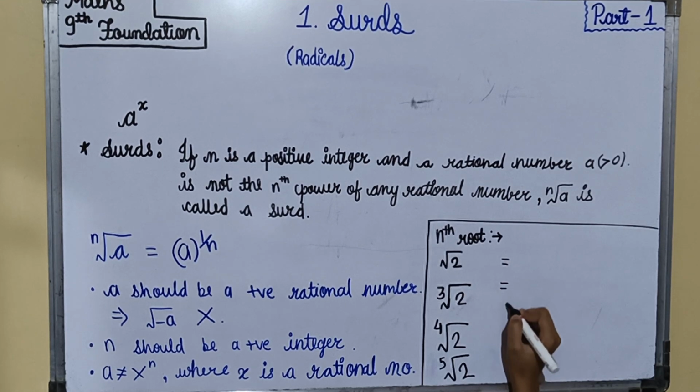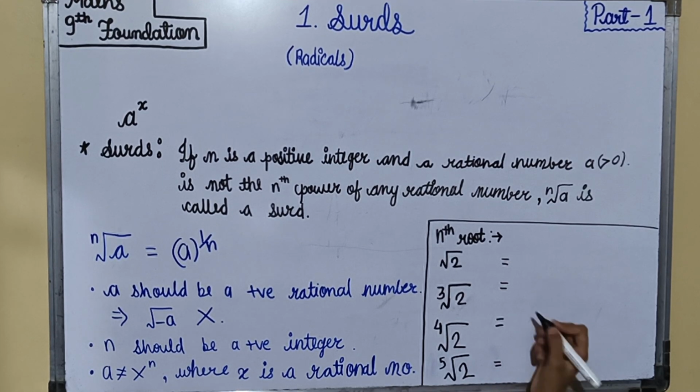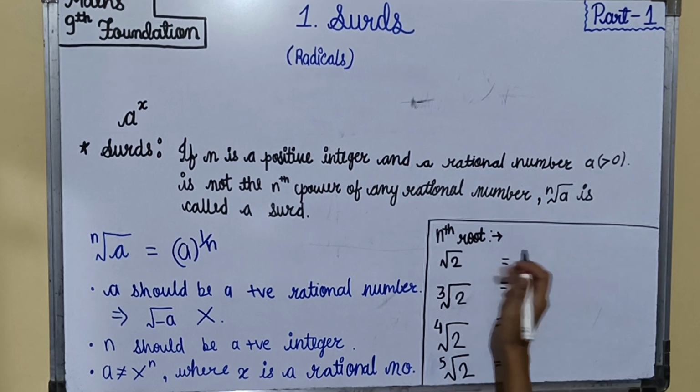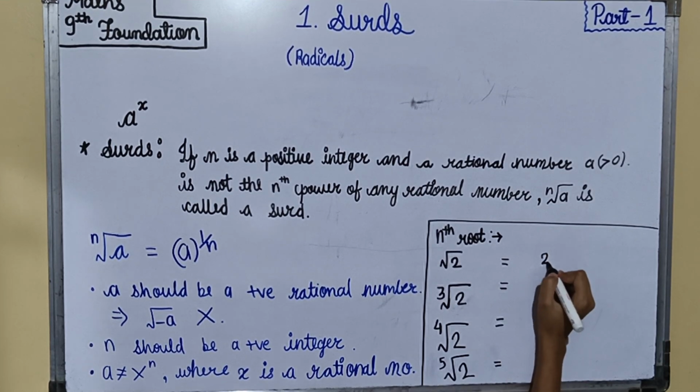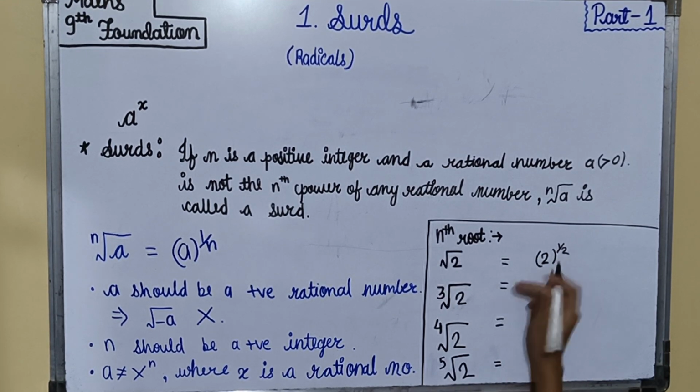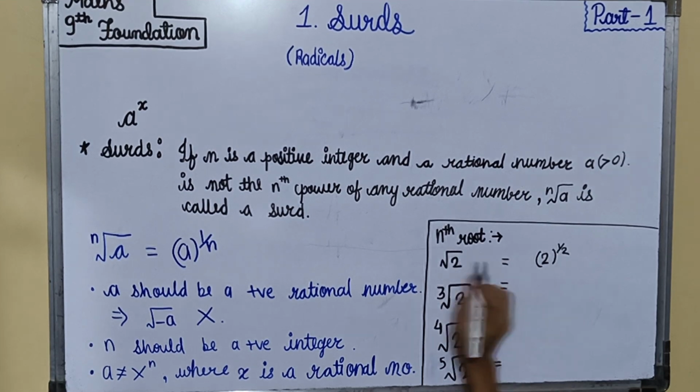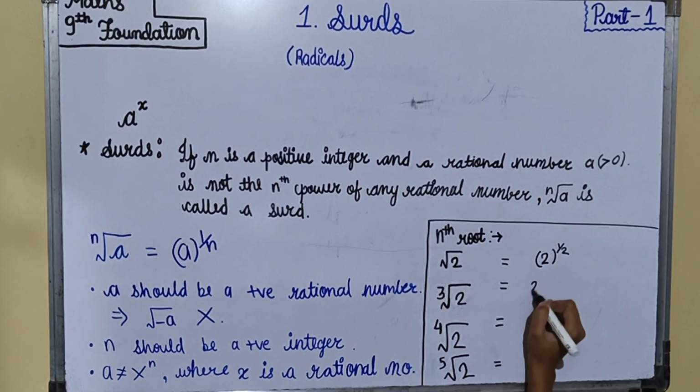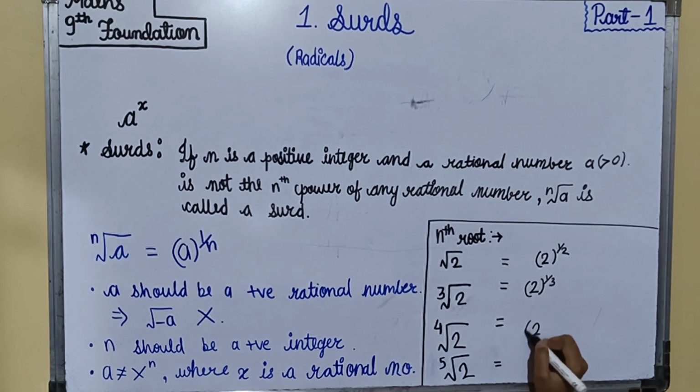This can be written in the index form. Here root means always 1 by 2. So 2 whole raised to 1 by 2. This 3 means we'll write in this form, that is 2 whole raised to 1 by 3, 2 whole raised to 1 by 4, 2 whole raised to 1 by 5. Like this.